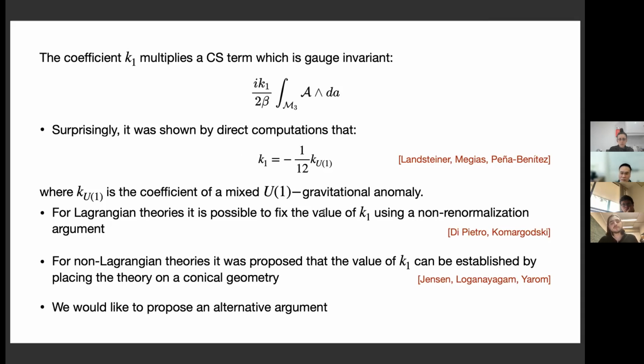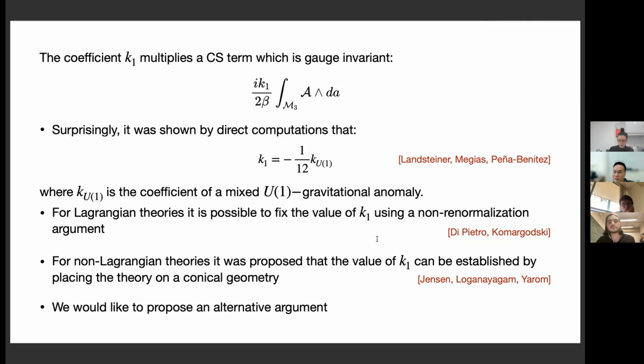So the main proposals are two. If the theory that we are beginning with can be described by a Lagrangian description, so it's some weakly coupled theory that you put at finite temperature, then you can fix the value of K1 to be exactly this value using a very nice non-renormalization argument.